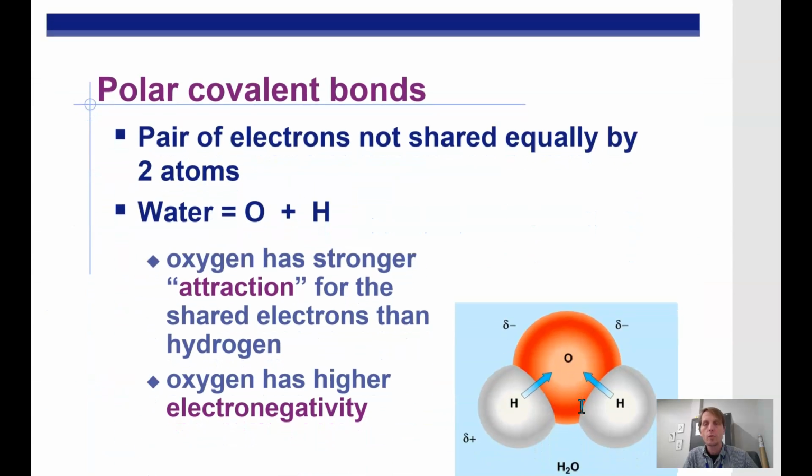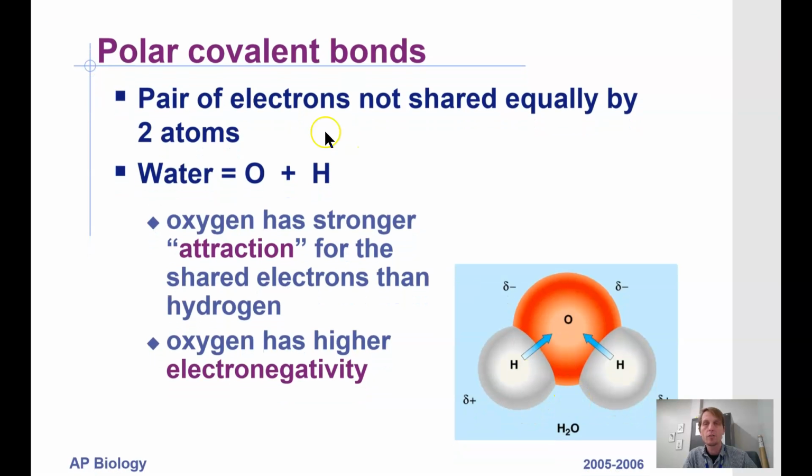The problem comes in when we have polar covalent bonds. So this is a pair of electrons that are shared, but they're not shared equally. So because oxygen, in this case, has a stronger attraction for the shared electrons, they tend to spend more time here, giving it a slightly negative charge more often than not. And hydrogen then, being a proton without its electron, gives this side of the molecule a slightly more positive charge.